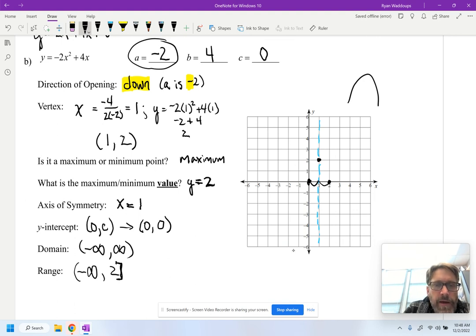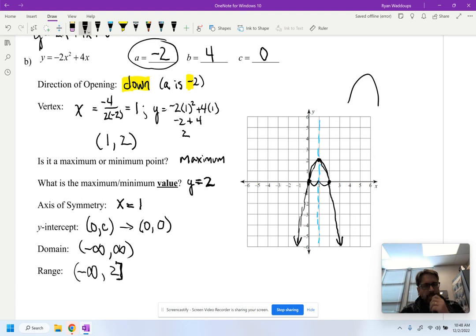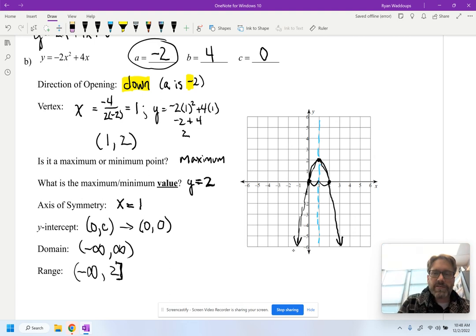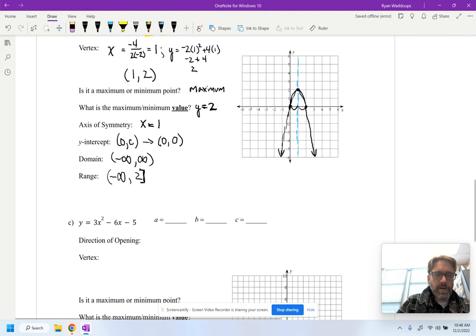And so then we can kind of sketch what this looks like. And then it's going to go down from there on both sides here. And that's basically what this thing's going to look like. All right, let's look at C.